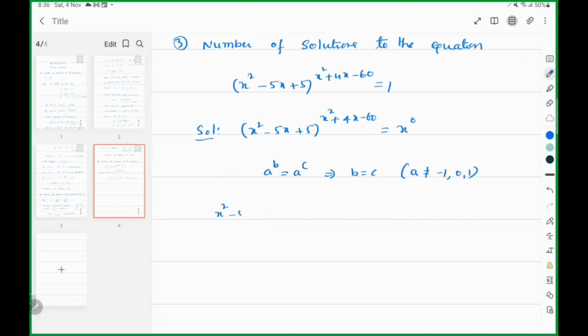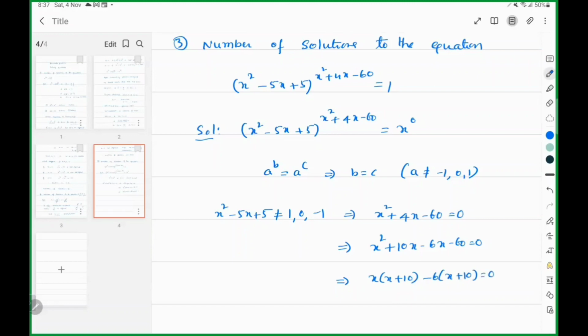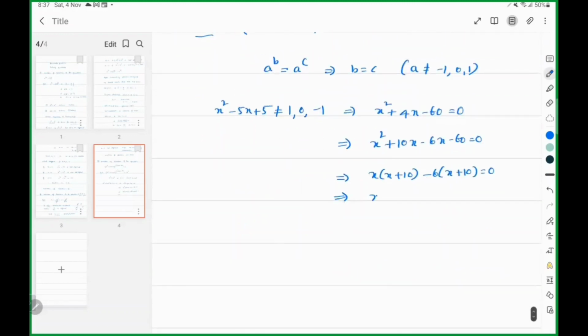So assuming base not equal to 1, 0, minus 1, you can equate the exponent to 0. From here, you simplify this to get (x plus 10) into (x minus 6) equal to 0. So from here you get x is either 6 or minus 10.